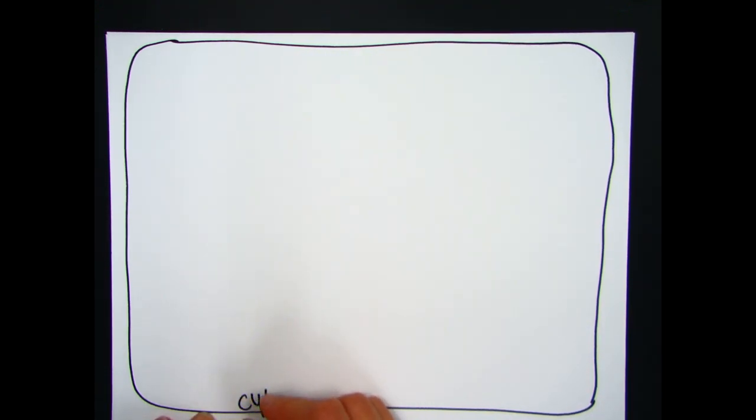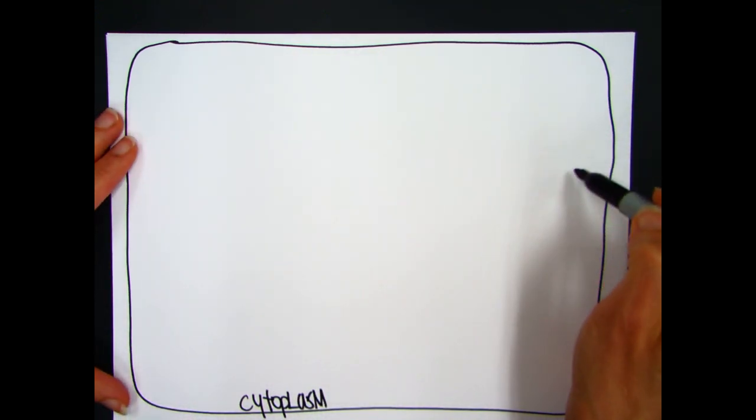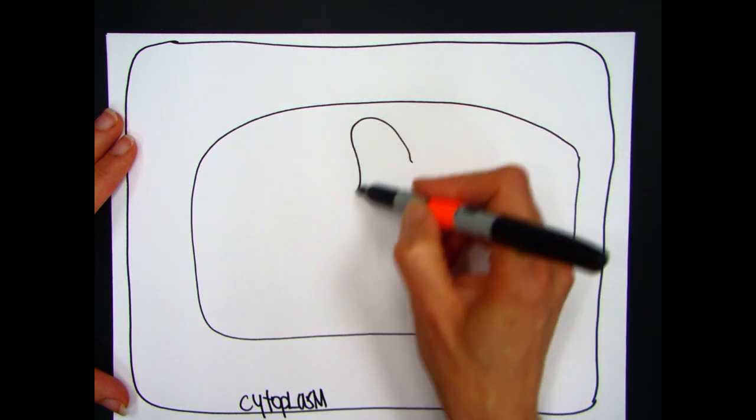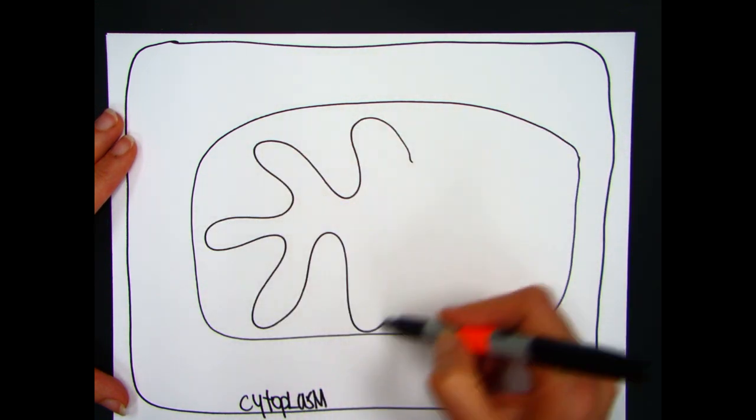So this is going to be our cytoplasm of the animal cell, and then I'm going to draw one enormous mitochondrion because a lot of stuff is going to happen in the mitochondrion, and so I want to be sure that we can see it.